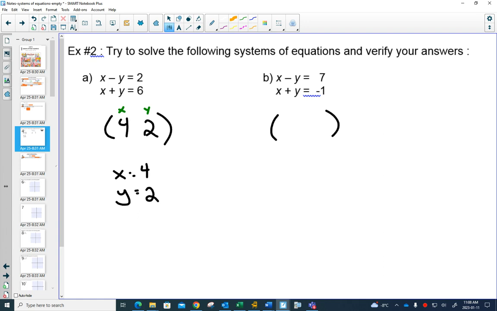All right, the next one. What's x? What's y? 3. Y is -4. 3 and -4. So x is 3, y is -4. If you didn't get it, do a double check. Are they right?